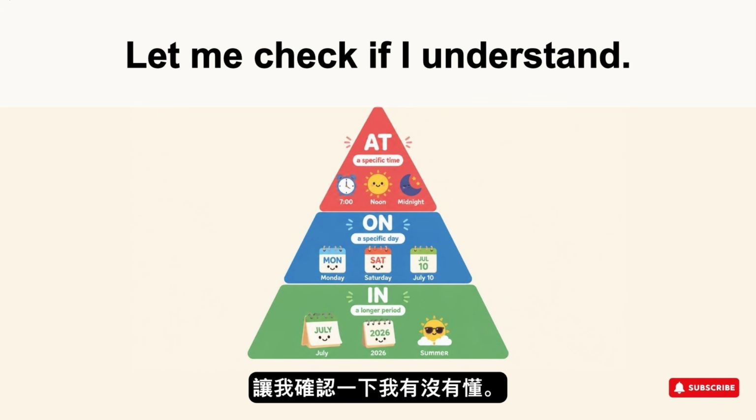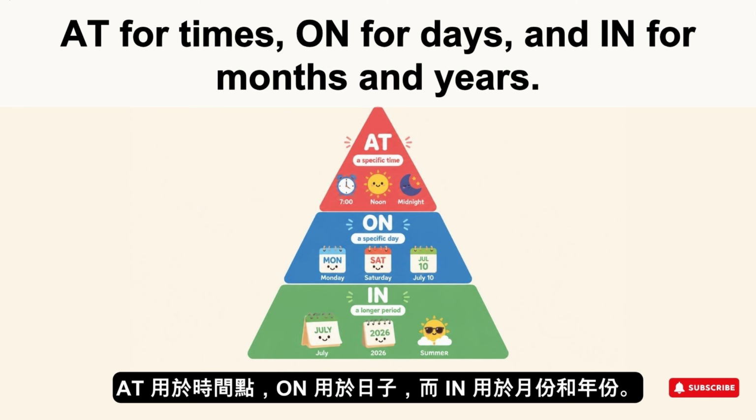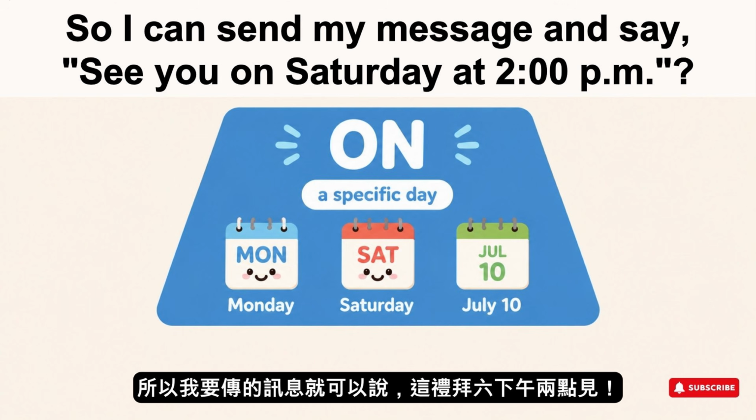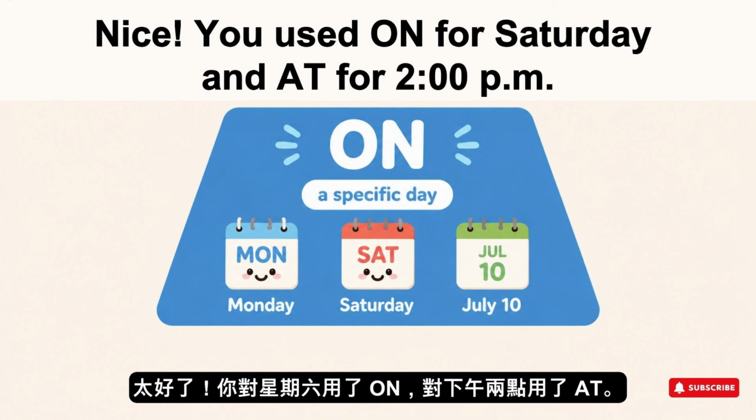Let me check if I understand. At for times, on for days, and in for months and years. Perfect. You've got it. Wow, I finally get it. So I can send my message and say, see you on Saturday at 2 p.m.? Nice. You used on for Saturday and at for 2 p.m.